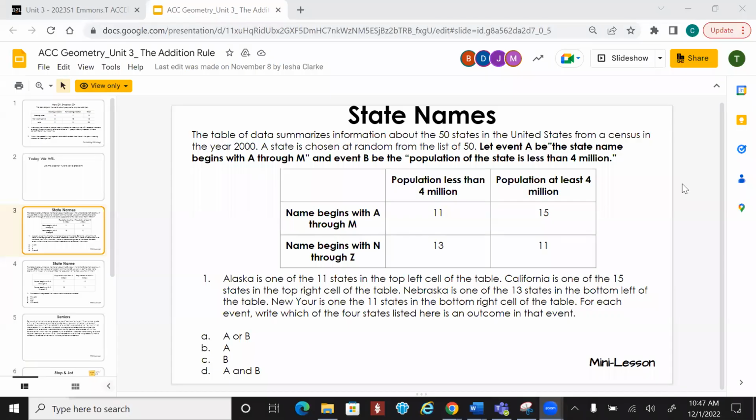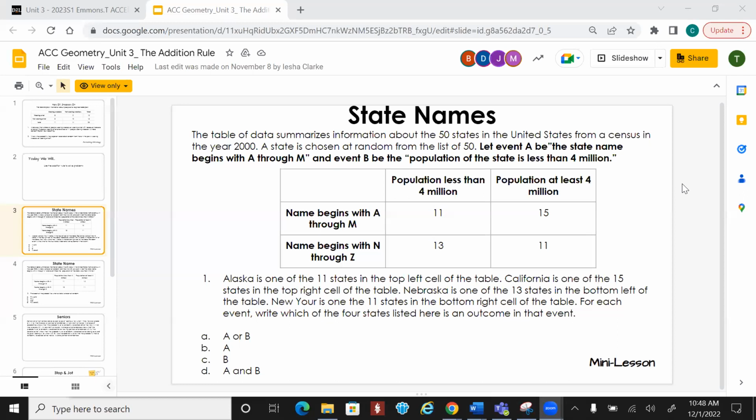The table of data summarizes information about the 50 states in the United States. By the way, we have 50 states, from a census in the year 2000. A state is chosen at random from the list of 50. Let event A be the state name begins with A through M. Event B be the population of the state is less than 4 million. Alaska is one of the 11 states in the top left cell of the table. California is one of the 15 states in the bottom right cell of the table. Nebraska is one of the 13 states in the bottom left of the table.